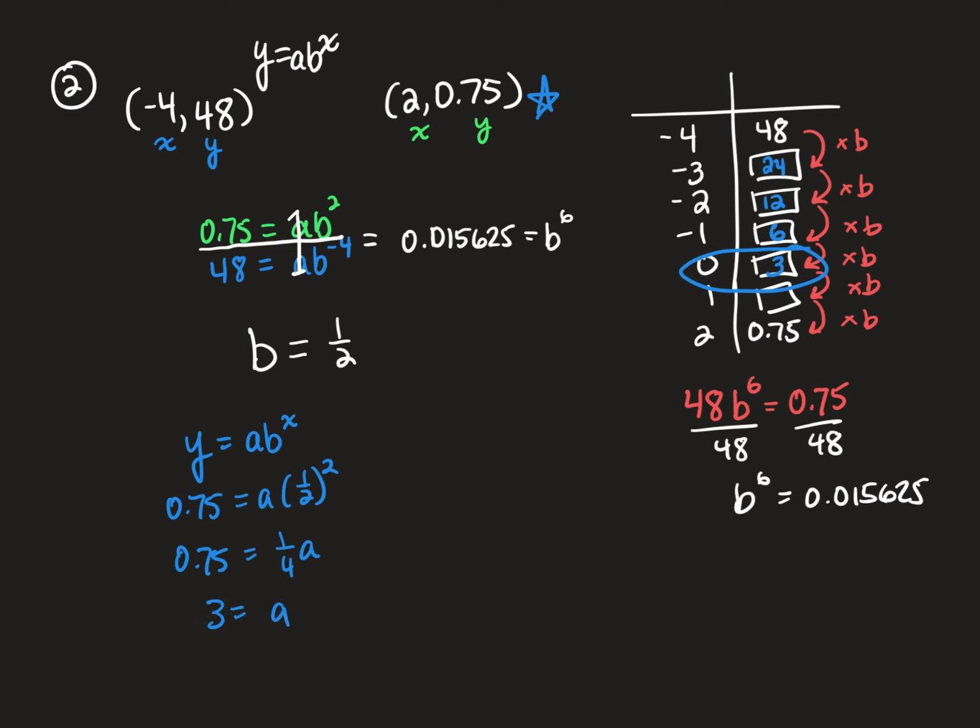And the moral of the story is our ultimate goal is to write the equation knowing a and b. So I just found out that a is 3 and b is 1/2, and that's my equation.